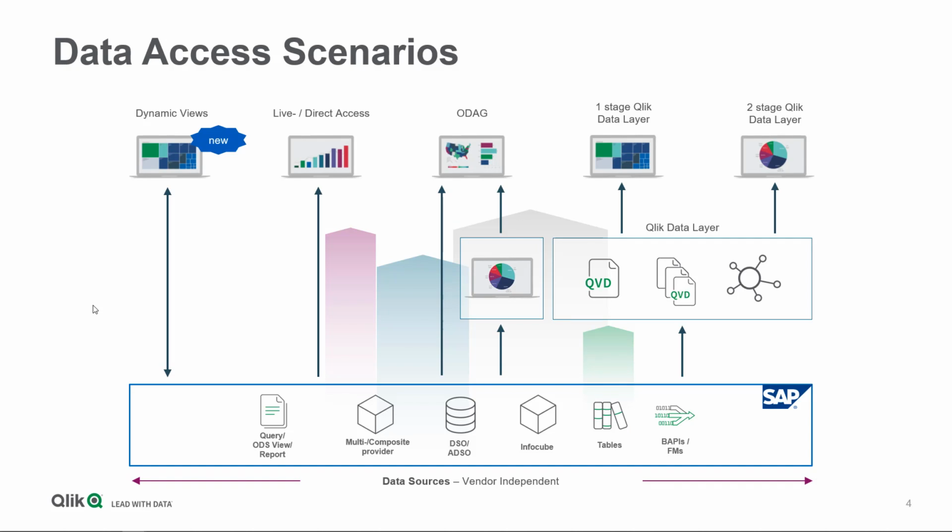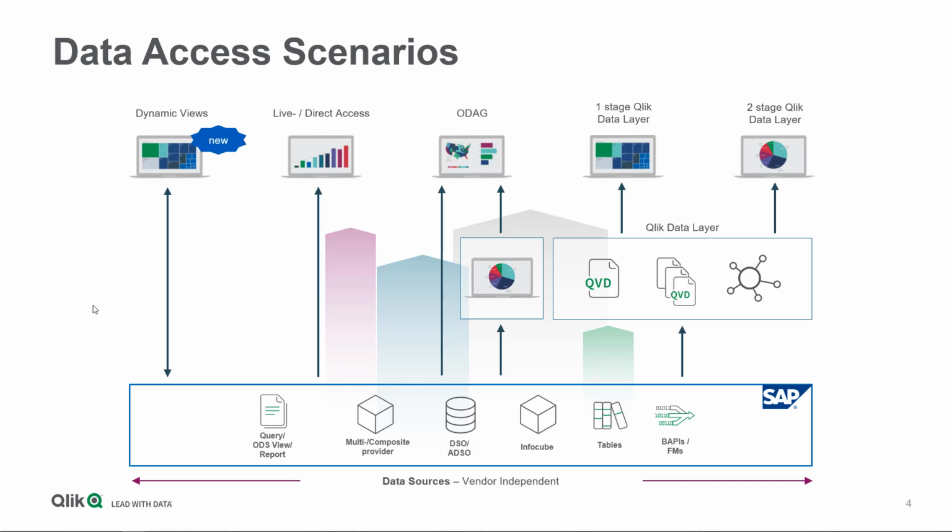You can choose on a use case basis which approach fits best, or even combine different access scenarios for one use case. Dynamic views can be used for real-time data integration and live data access and push down to SAP. A live or direct access scenario is mainly used for ad hoc data analysis. On-demand app generation can be used for highly guided big data use cases within the SAP landscape.